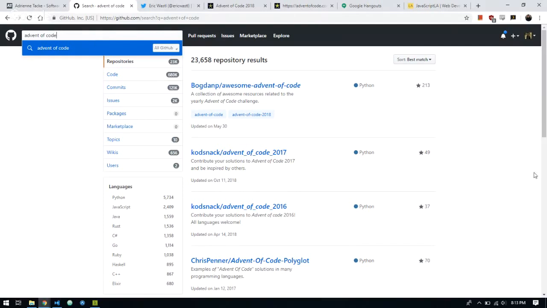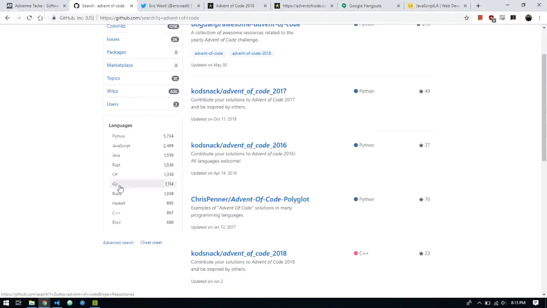Yeah, so you'll see here, there's Python. Yeah, you'll see somebody did it in Rust, someone did it in Haskell, someone did it in C++, Elixir. You'll find somebody. And whatever they have uploaded here, you'll be able to find it in those particular languages.